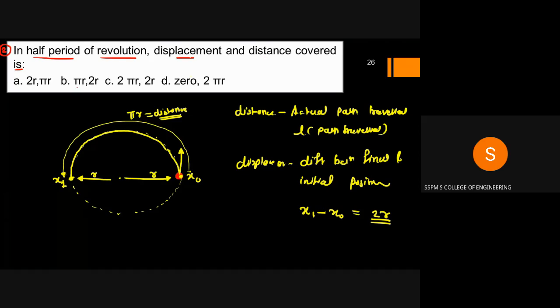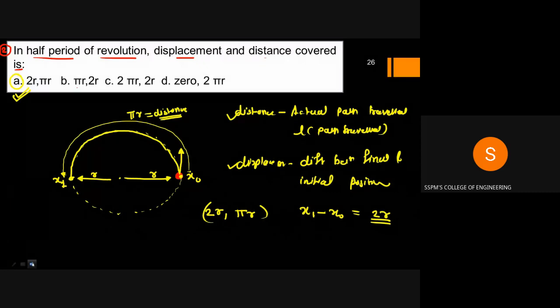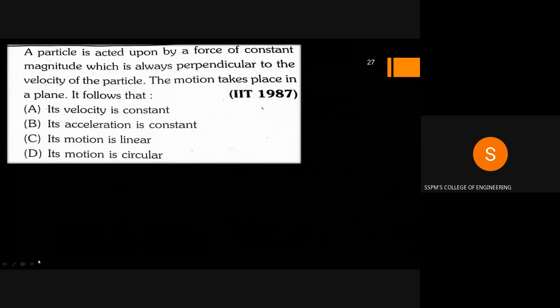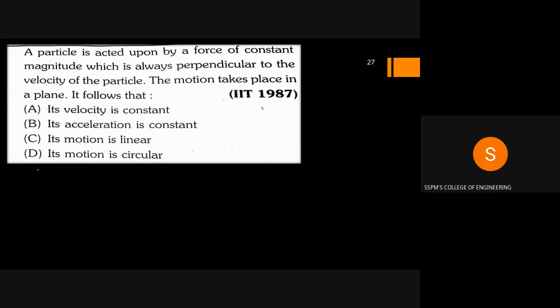Now select the correct option. Displacement is 2r and distance is pi r. So 2r and pi r, so the correct option is option A. To solve this problem, you should know the concept of distance and displacement. Now refer the next problem. So this is the theoretical problem.